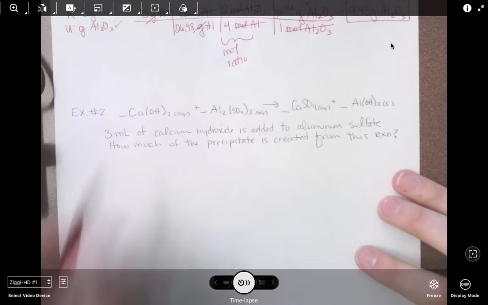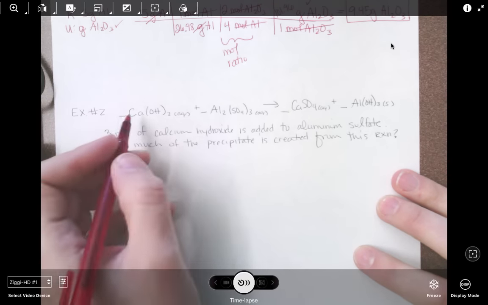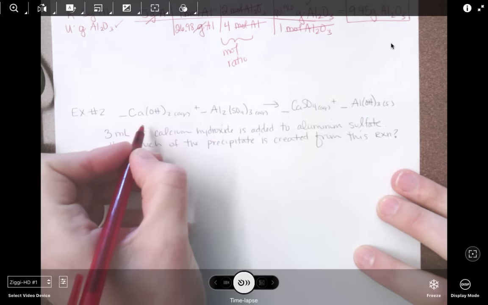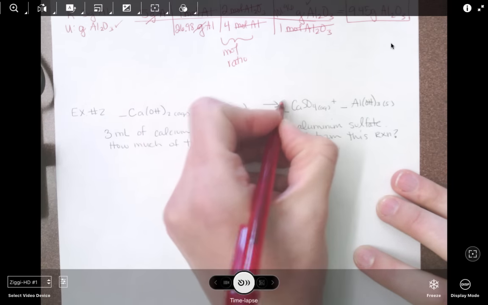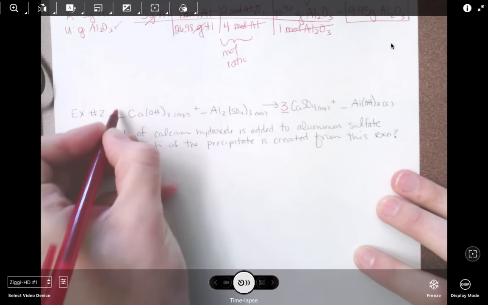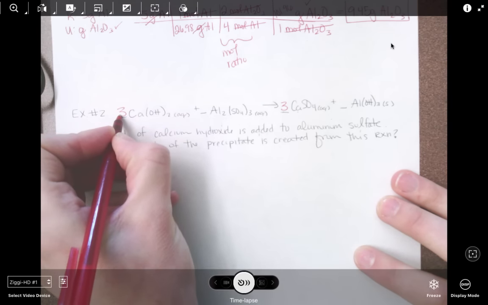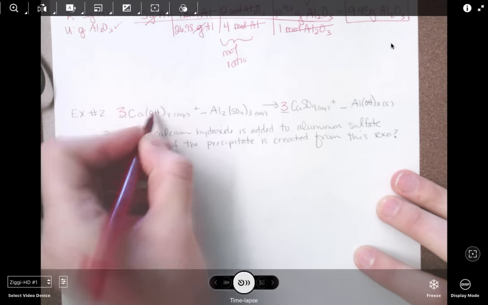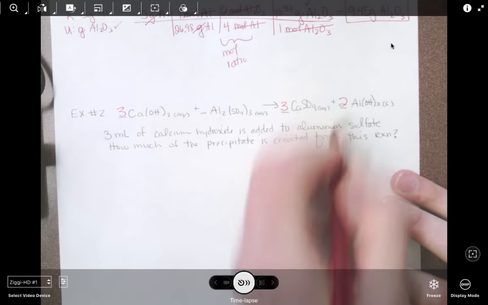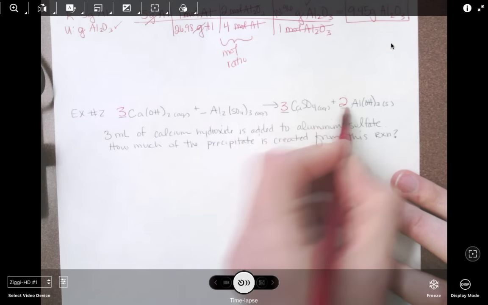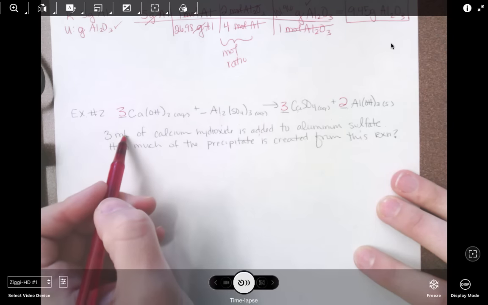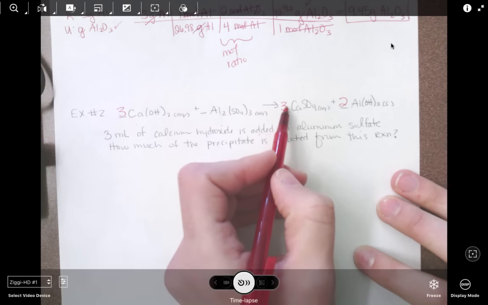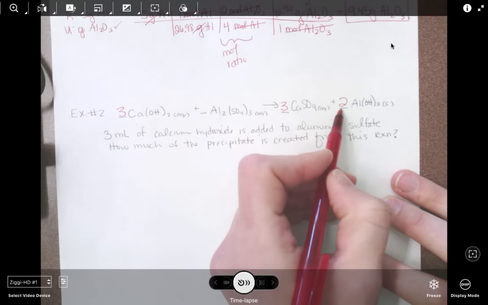My next problem, the first thing I need to do is balance this equation. So let's start. I have 3 sulfates here, so I'm going to put a 3 there. I now have 3 calciums, and I now have 6. 2 times 3 is 6 hydroxides, so I need to put a 2 over here in front of the hydroxides. 2 aluminums, 2 aluminums. Okay, so this is a double replacement reaction. I take 2 aqueous solutions and I produce an aqueous solution and a precipitate.